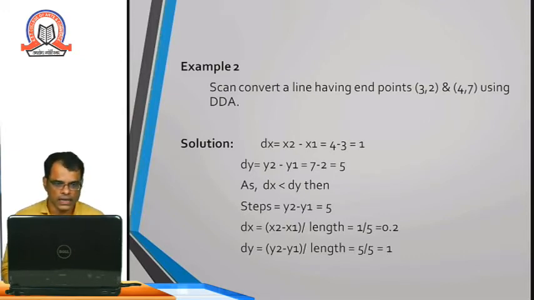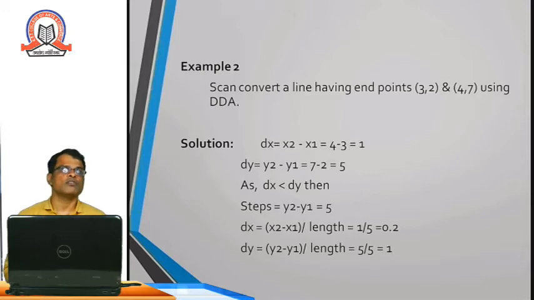We will see one more example for the DDA algorithm. The line endpoints are (3, 2) and (4, 7). First we have to find the x difference and y difference. So dx is equal to x2 minus x1, that is 4 minus 3, which is equal to 1. Now dy is equal to y2 minus y1, that is 7 minus 2, which is equal to 5.